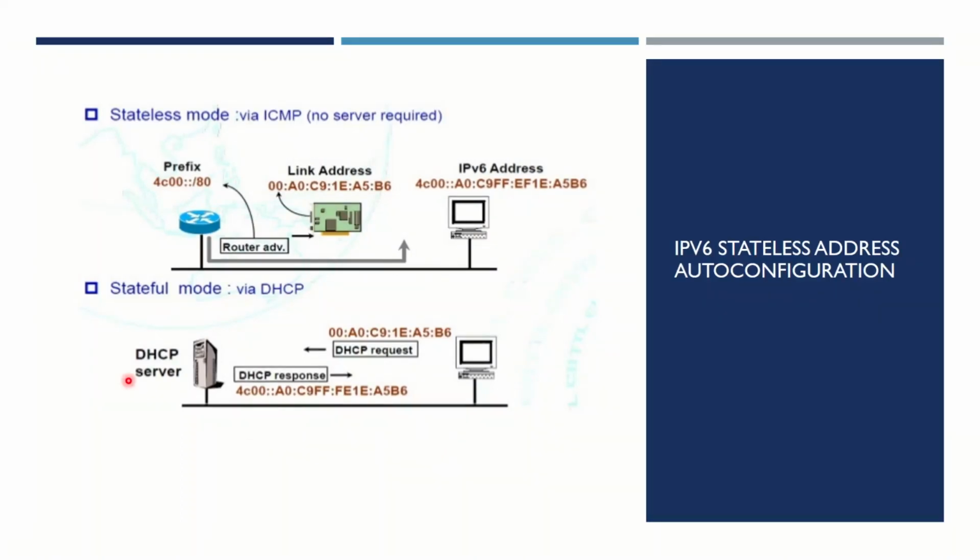In the stateful auto configuration model, hosts obtain interface addresses or configuration information and parameters from a server. Servers maintain a database that keeps track of which addresses have been assigned to which hosts. The stateful auto-configuration protocol allows hosts to obtain addresses and other configuration information from a server.